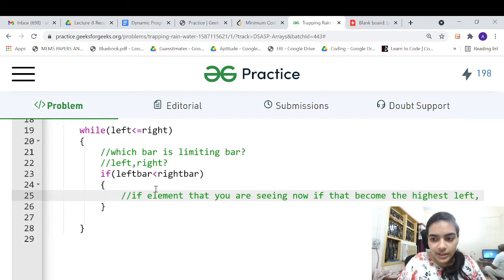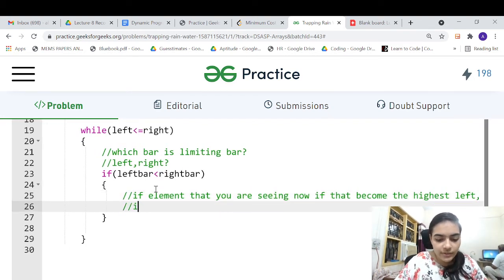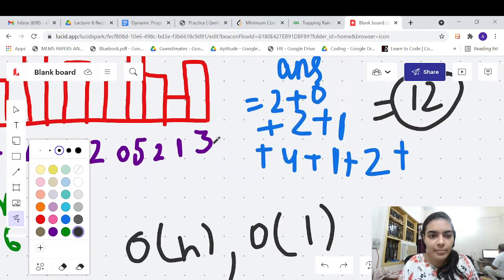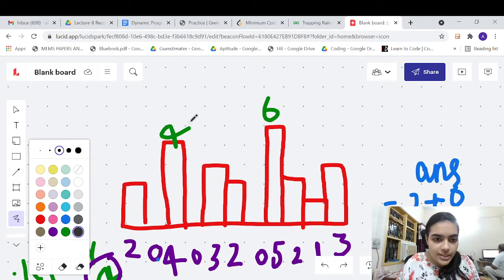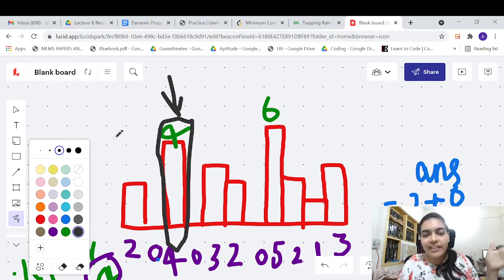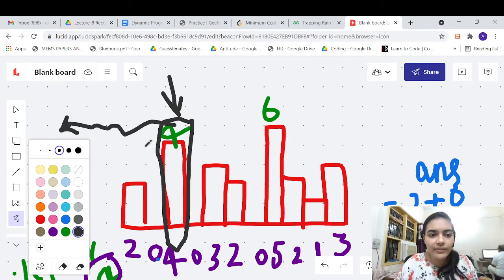Okay, so let me do one thing. It will not store any water if it is the highest. Let's take an example that will be much clearer. Suppose this bar became the highest left bar. From the left side it is the highest, right? So it cannot store any water because there's nothing on the left side to support it. It is the highest bar from the left side, so it will not store any water. Any water will get spilled.